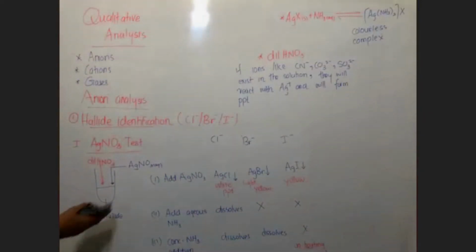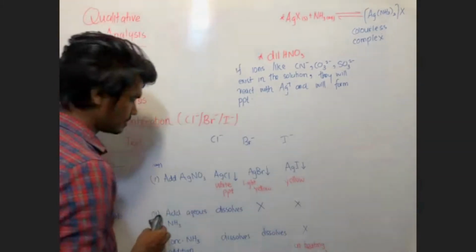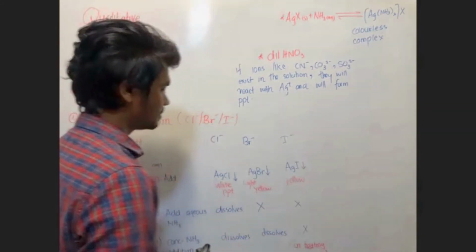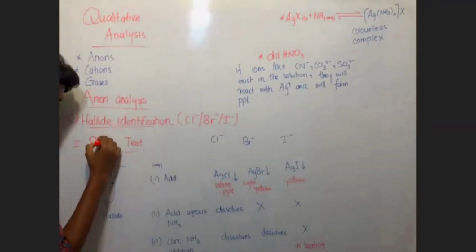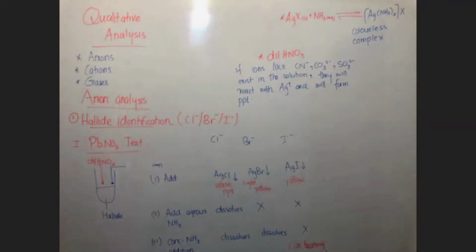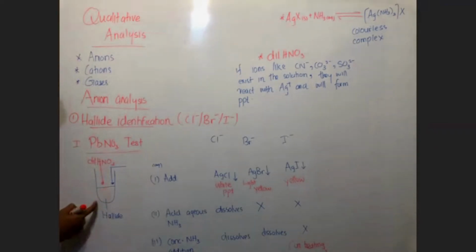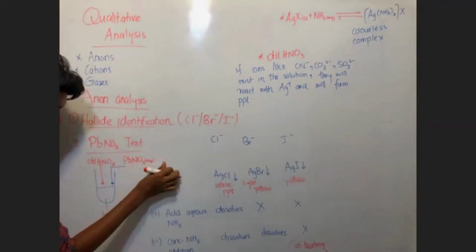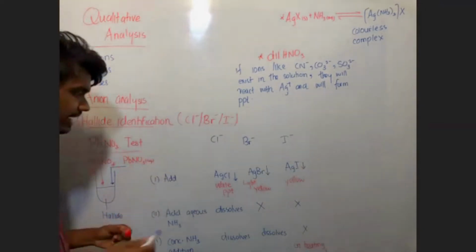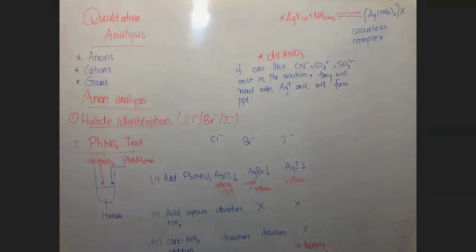Let's go for the next test. That is the lead nitrate test. Once again, first of all, dilute HNO3 is added, and then to the test tube where the halide is there, you add lead nitrate aqueous.